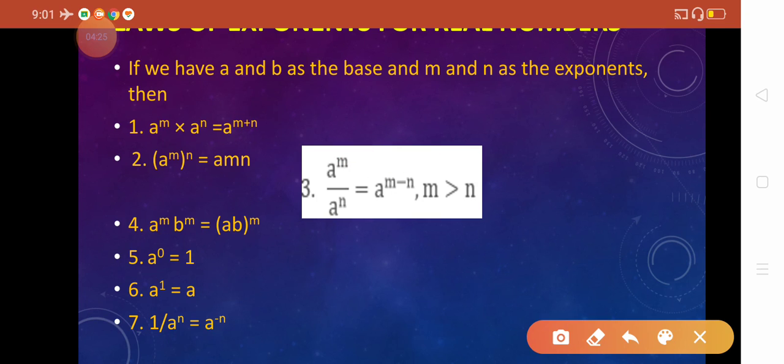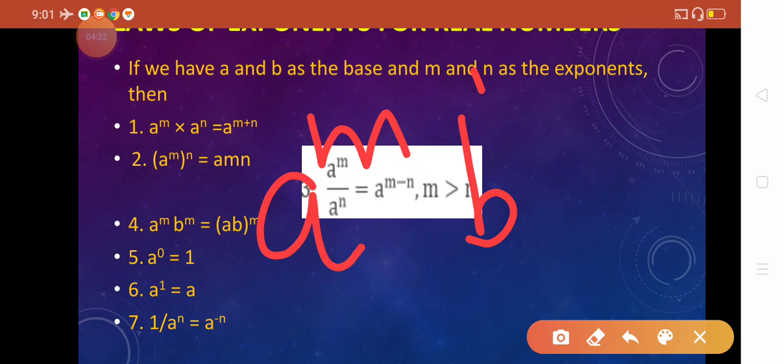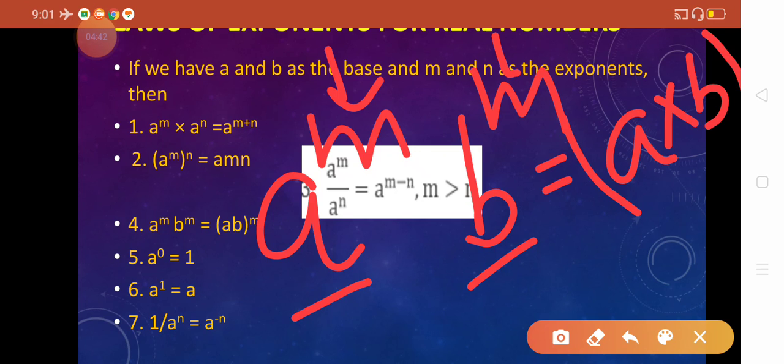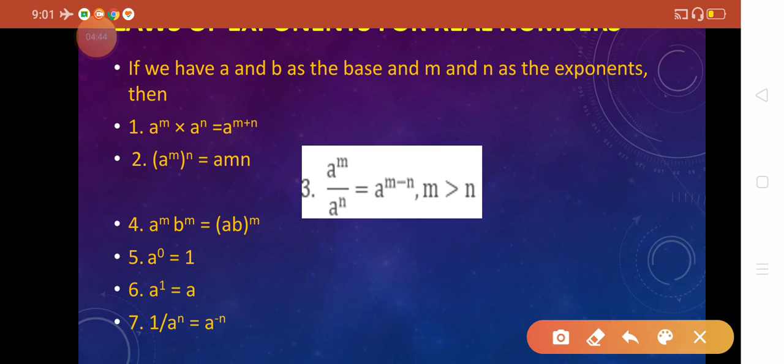Clear? Next, whenever the base is different but the exponent is the same, what you have to do is first multiply the bases together and then take the power m. So you write it as ab raised to power m. We multiply the bases first, then take the power. Also, a raised to power 0, any number with power 0, has the value 1, and any number with power 1 is equal to that number.